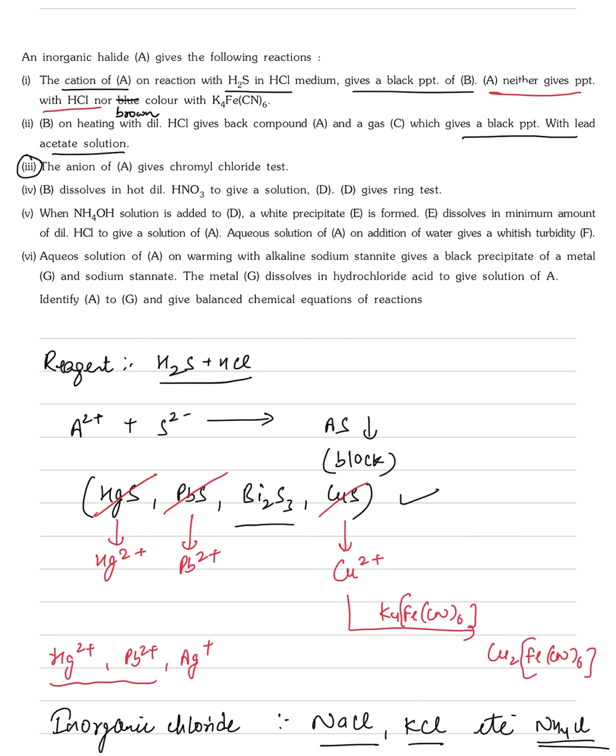Right. Next point, the fourth point, says that B dissolves in hot dilute nitric acid solution to give the compound D. Okay, so in this case what will happen? If we talk about B, what is B here? The B which is obtained is Bi2S3, right?